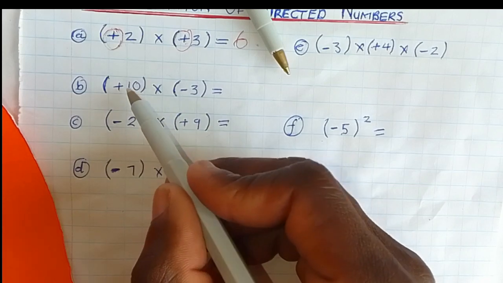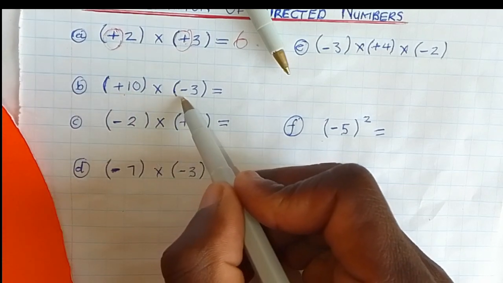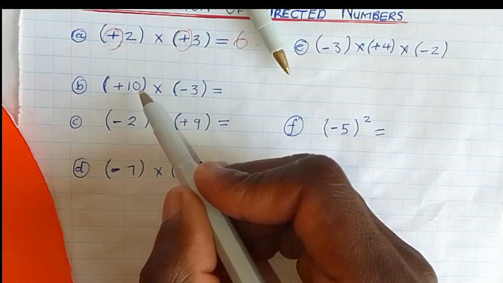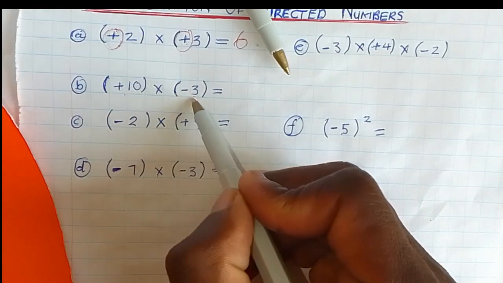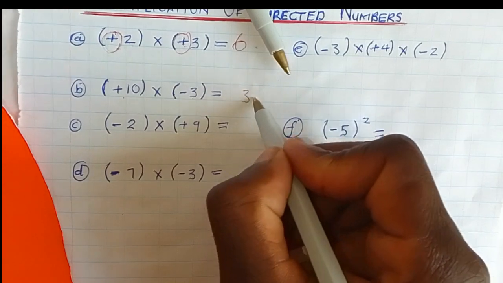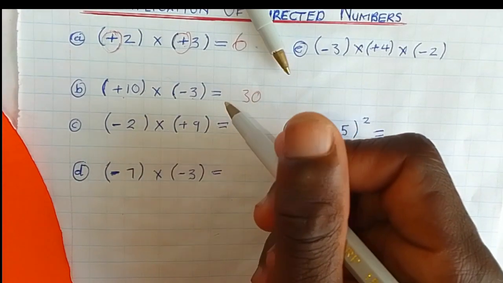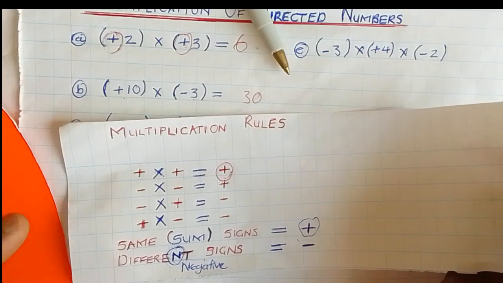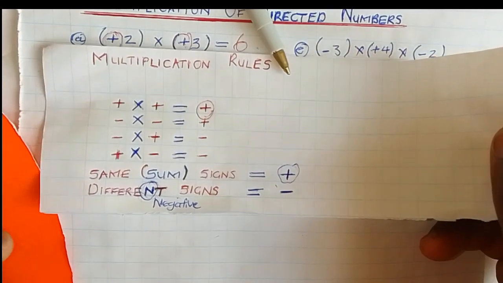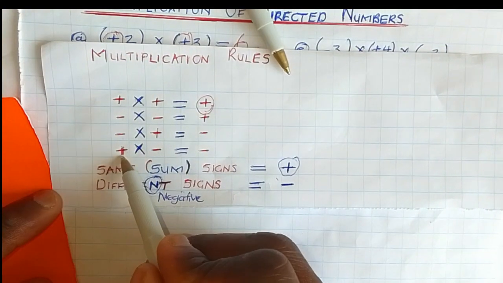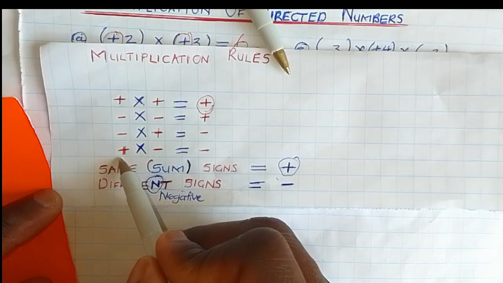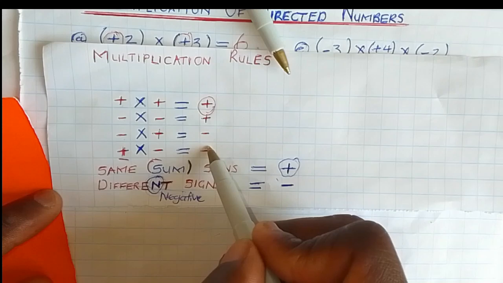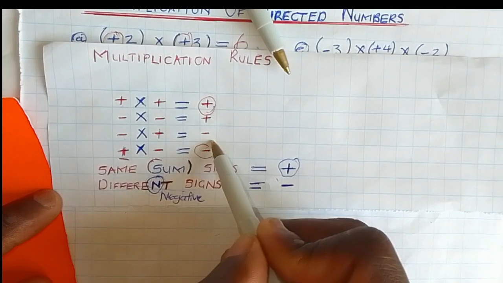In part B, we have positive 10 multiplied by negative 3. First, let's apply ordinary multiplication. 10 multiplied by 3, the answer is 30. Then we now have to include the sign. Since we are dealing with directed numbers, we have a positive multiplied by a negative. Here is the rule to use here. A positive number multiplied by a negative number, the result will definitely be negative.